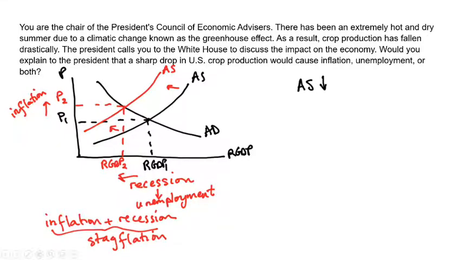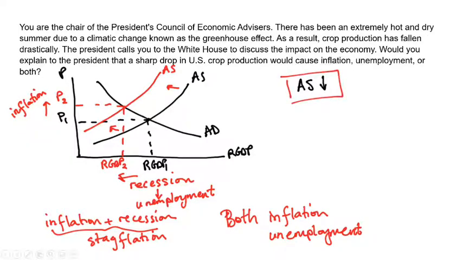And it looks like in this economy we have both inflation, price increases, and unemployment in this economy due to a decrease in aggregate supply. A leftward shift in aggregate supply is causing both inflation and unemployment.